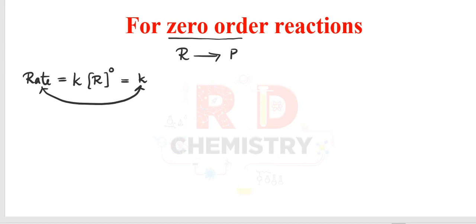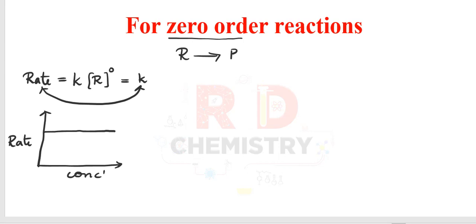So I want to plot the graph for this. We'll take two terms. Along the y-axis, let me take rate, and along the x-axis, let me take the concentration term. The concentration term is not there in the rate expression. Whatever the concentration, rate is always a constant. So rate will be the same, a straight line parallel to the x-axis.